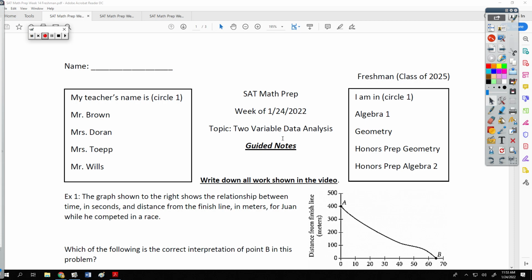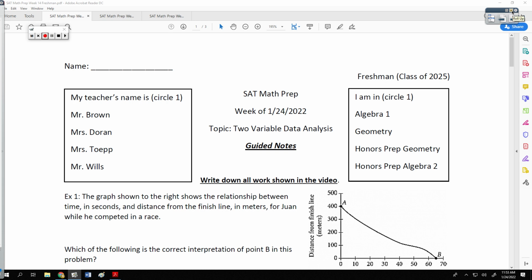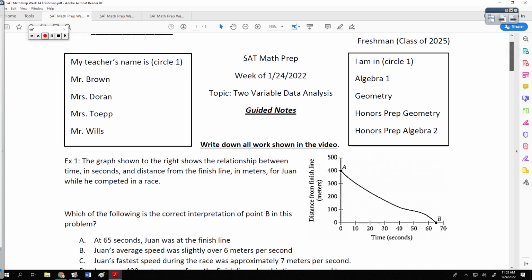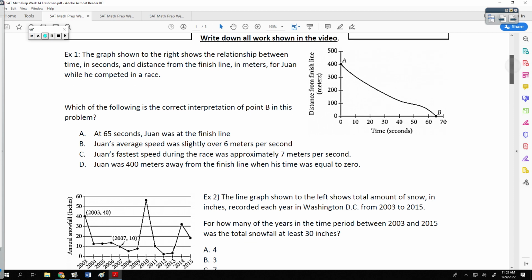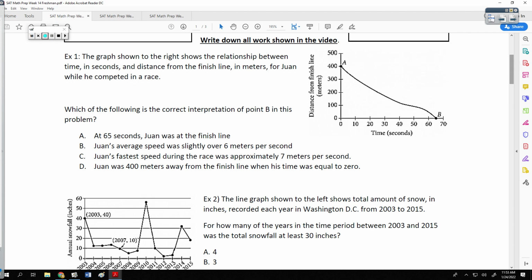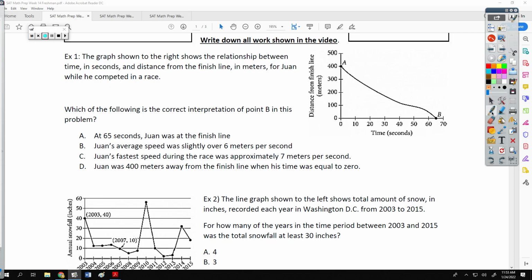Remember that we are approaching the actual SAT for the juniors, which means freshmen and sophomores, we're running out of time down the road. We got to get this stuff done. Make sure you're writing down everything that I explain and add to these notes so that you have them available to you when you are working the skill check on your own.